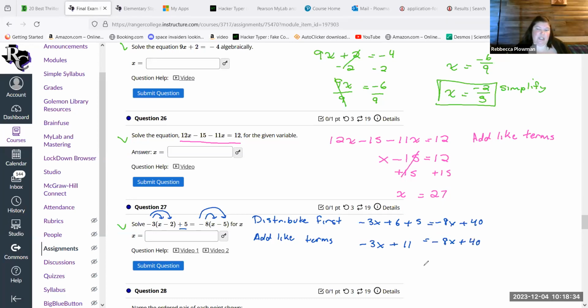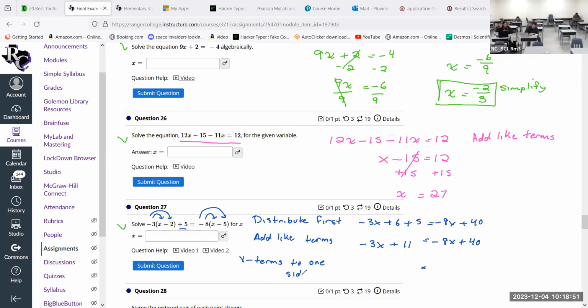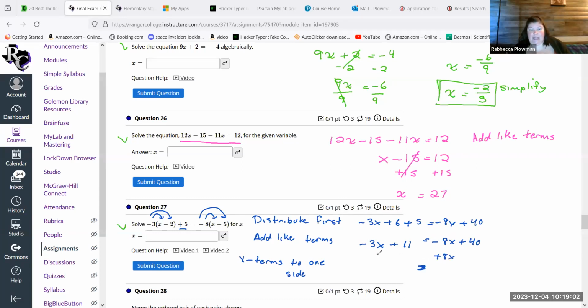Just so you know, a lot of these come out as fractions. It doesn't mean your whole test is fractions. So we want to put my x's together and my non-x's together. We like to put all our x terms to one side. It doesn't matter if I add the 3x to both sides or the 8x, just pick one of them. I'm going to add the 8x. So that means these ones cancel out. -3x plus 8x leaves me with 5x plus 11 equals 40.